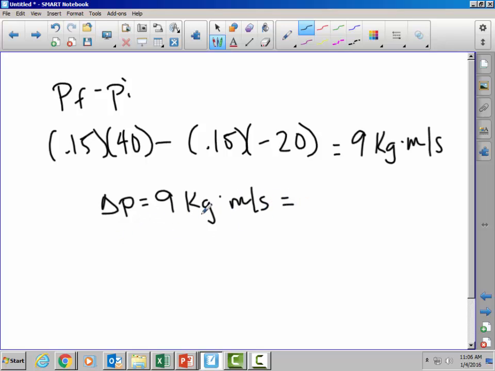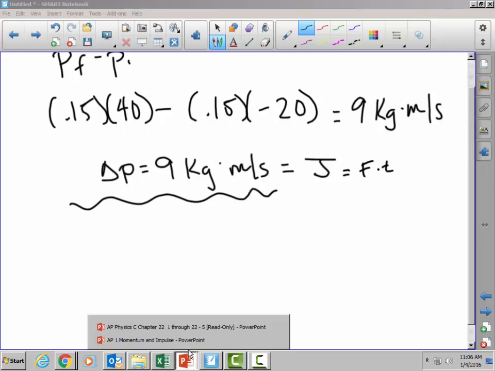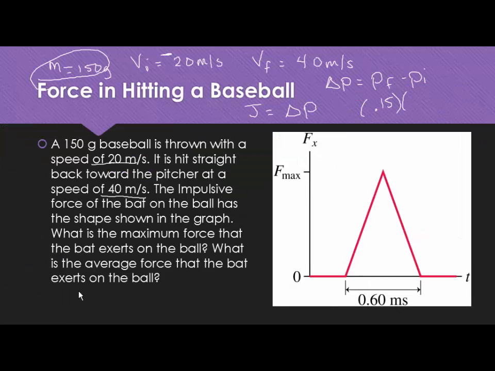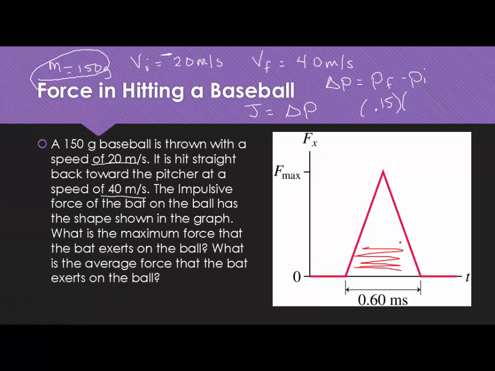But I also know that this is the same thing as my impulse, which is force times time. So essentially what I've done is calculate my change in momentum, which is the area under my curve. Do you see how all of those mean the same thing? They're just different ways to calculate the same number. So this area is 9.